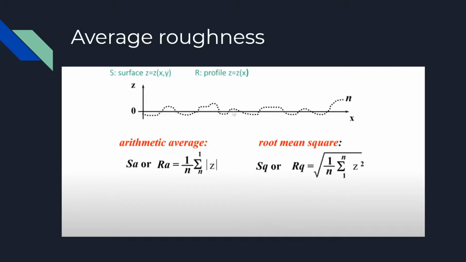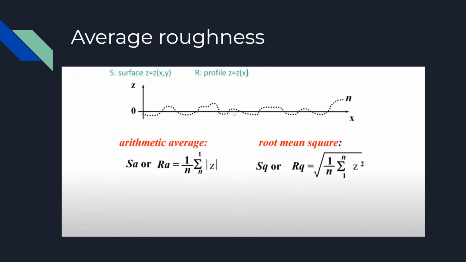Average roughness is very important. It's basically how we tell how rough a surface is. This is calculated in two ways. First is the arithmetic average. It's used to calculate the surface's average distance away from the mean line, regardless of positive or negative.